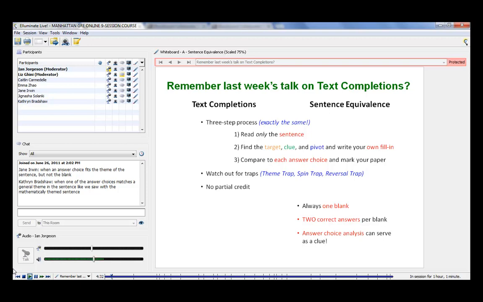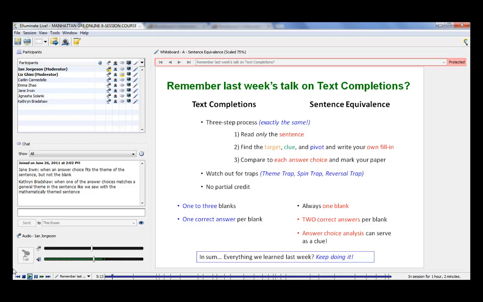There's no partial credit. Just like on the 2 blank and the 3 blank problems on text completions, if we get 1 or 2 of the blanks right, but we miss the 3rd one, we don't get any partial credit. It counts as being wrong just as much as the person who got none of the blanks correct. Fair or not, that's the way they've designed the test. So the summary here is that everything we learned to do last week with the text completions, we're basically going to keep doing, especially when it comes to how we read the sentence, what we look for in the sentence, and writing our own fillers.